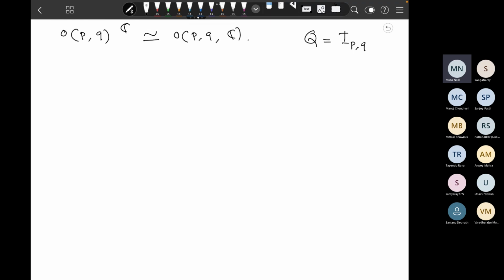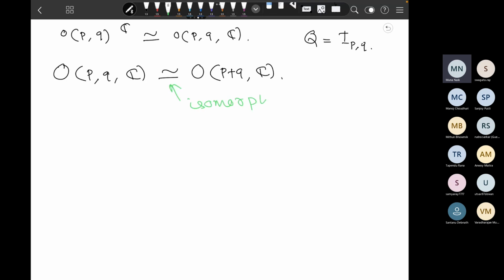Now the connected components of O(P,Q). One thing I have also discussed: we have discussed that O(P,Q)^C is isomorphic to O(P+Q)^C. This is as we have discussed, some isomorphism. So this implies that small o(P,Q)^C is equal to small o(P+Q)^C.